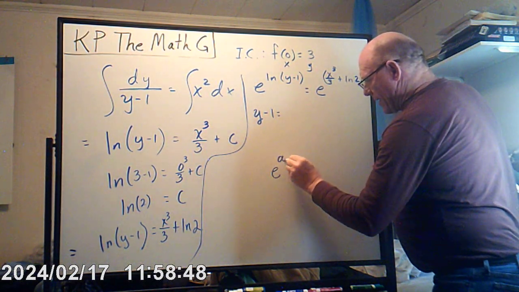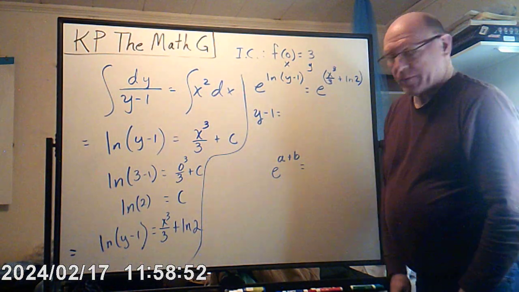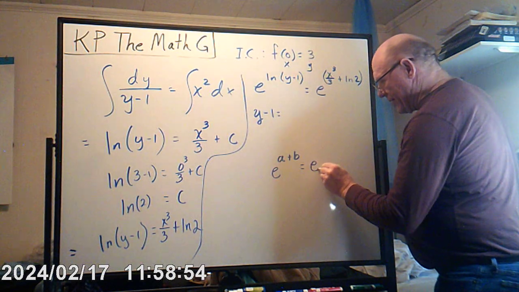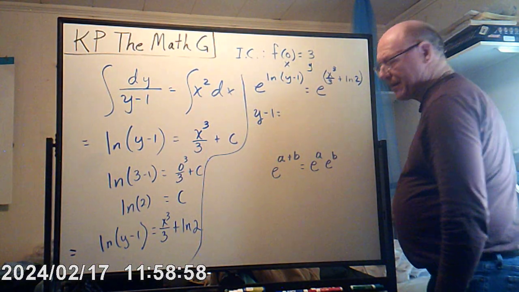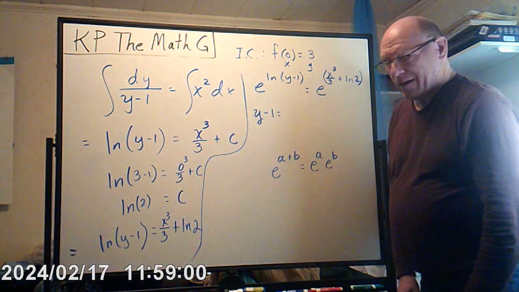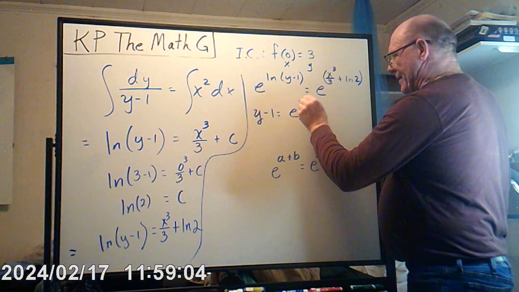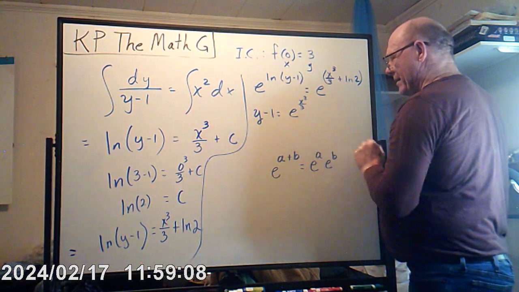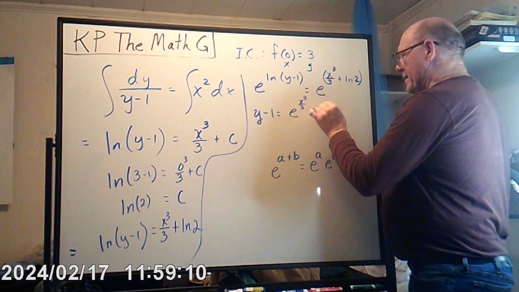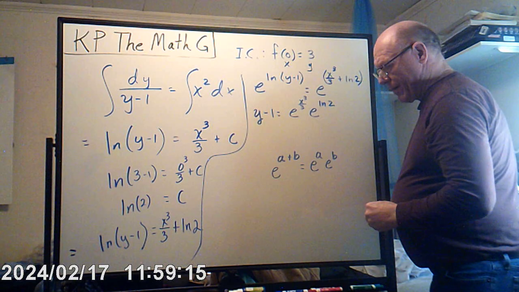e to the a plus b, what is that? Yes, it's e to the a times e to the b. You've got to remember that rule. So this is e to the x cubed over 3 times e to the ln 2.